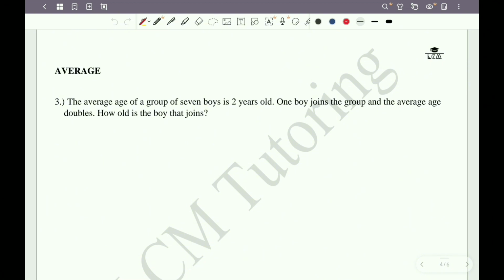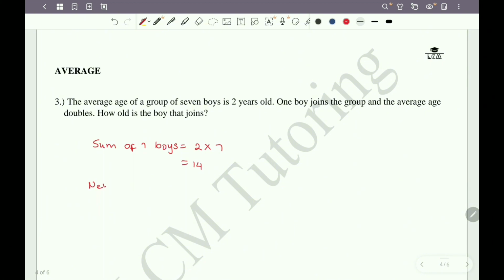So first thing off the bat, let's just find the total of those 7 boys. Right, so sum of 7 boys, that's the average 2, multiplied by the number of boys, which is 7. So the total age, when we add up the ages of the 7 boys, we get 14 years, right? That's their sum. Okay, now it says one boy joins the group and the average age doubles.